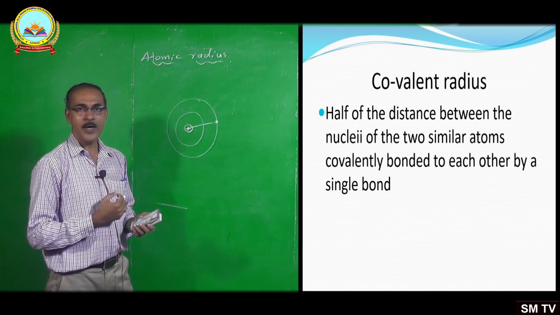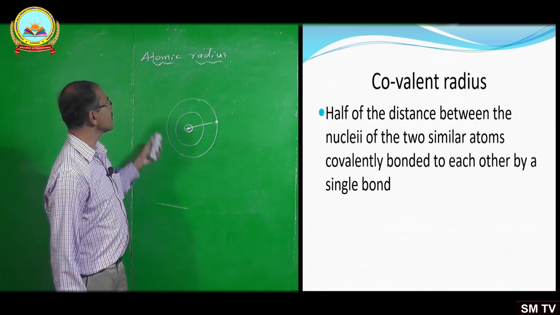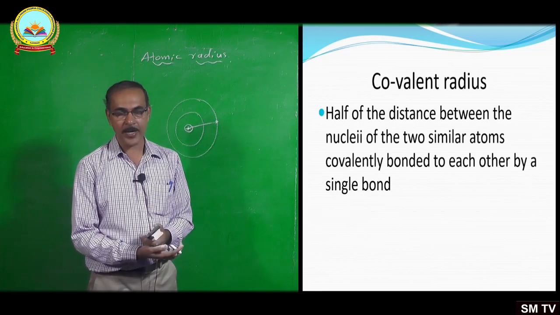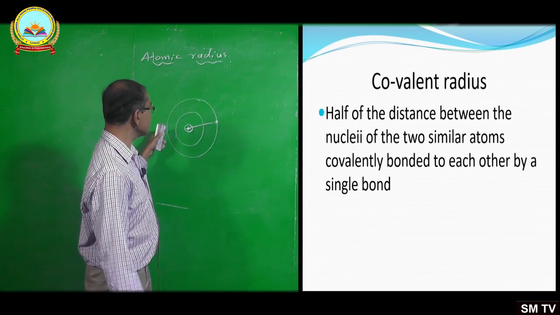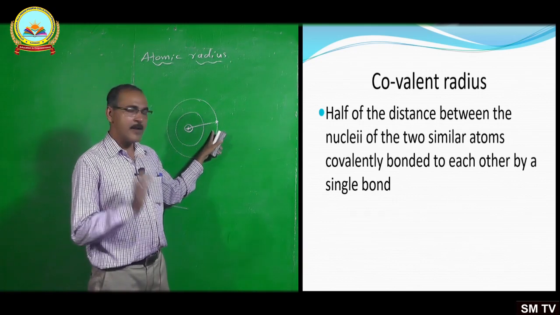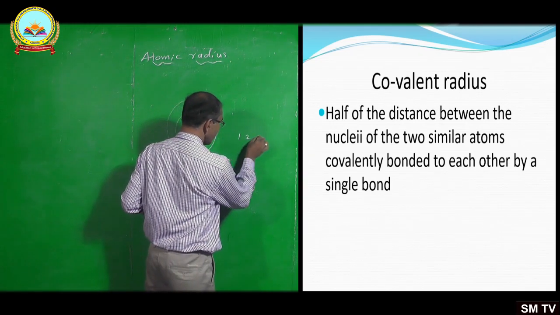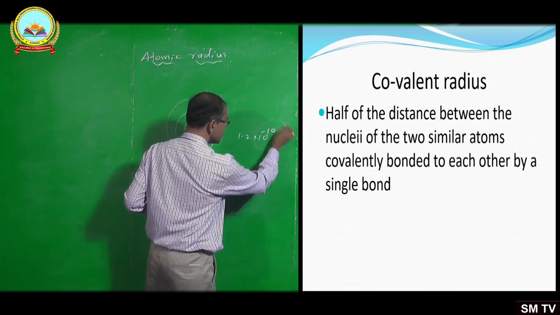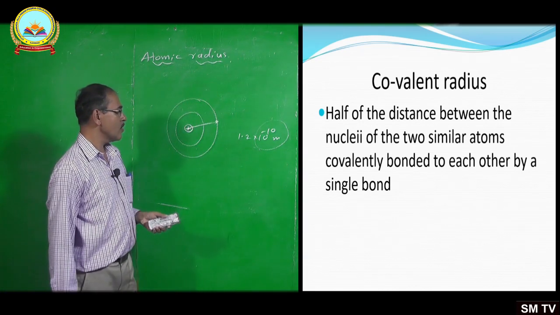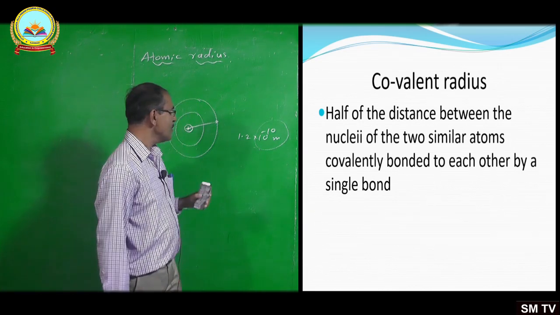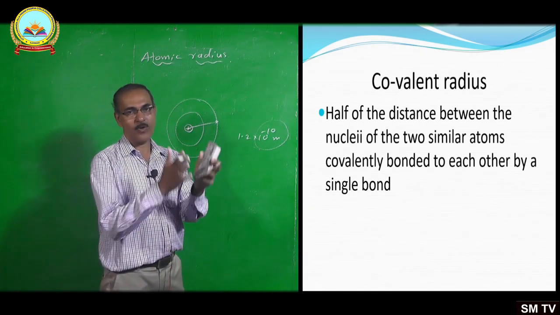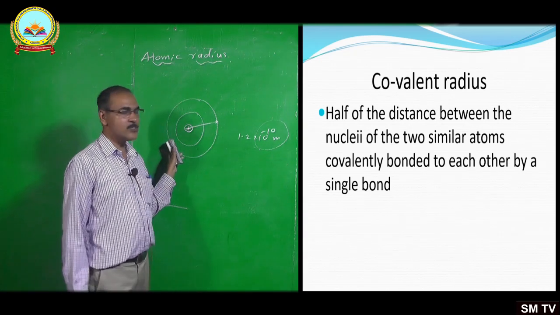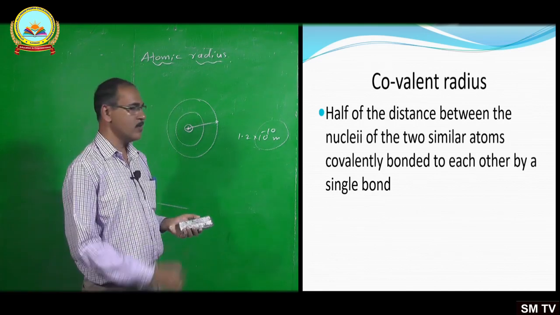Now it is not possible to find out the exact atomic radius. One thing is, a single atom cannot be isolated. The radius of the atom is approximately in the range of 1.2 times 10 to the power of minus 10 meters, or 1.2 angstroms. This range is very small, you cannot imagine. Therefore, one reason is that a single atom cannot be isolated; the atom is very, very small.